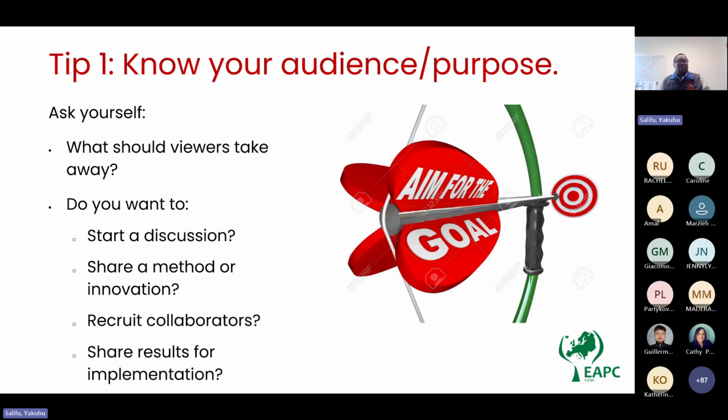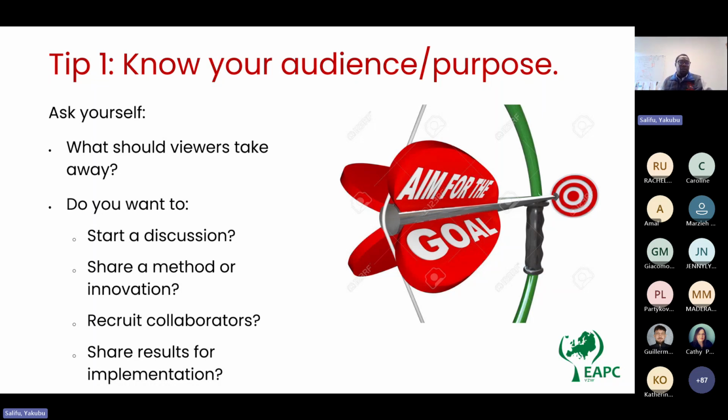So the very first tip that I want to share with you is that you need to know your audience, the people that you're presenting your work to. And by knowing your audience, what do I mean? It is not about knowing the audience by their name, but about who they are, what background they come from, and what level of educational attainment. That will be very useful in pitching your information.